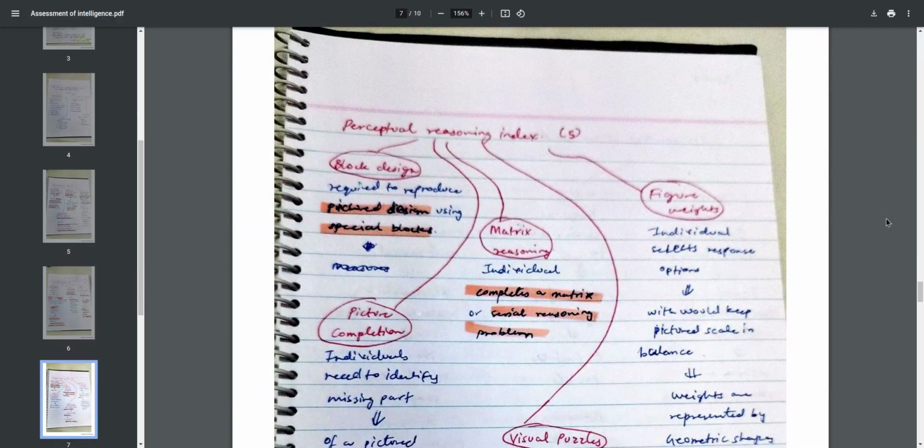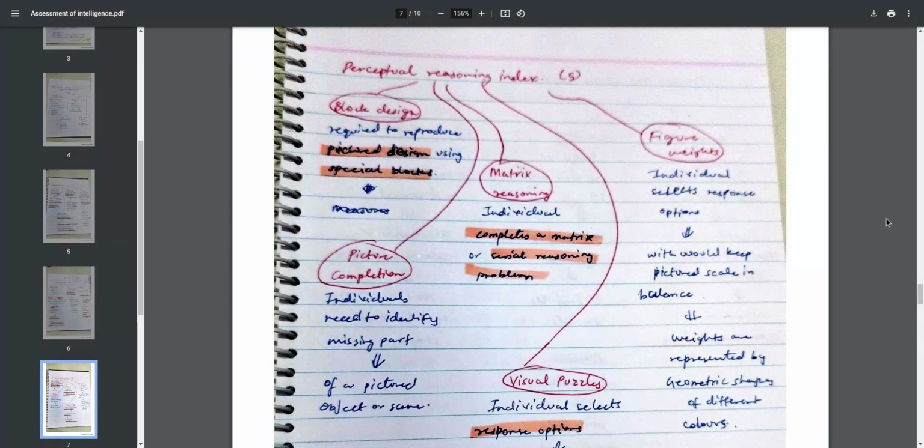Okay, next. Perceptual reasoning. So we are just done with verbal IQ. Now we are going to the performance based IQ. Here, block design. Required to produce a pictured design using special blocks. So they are given a two-dimensional figure in the form of a picture, and they are given physical blocks, and for example, they are shown a picture of a cube, and they have to make that cube using small blocks.